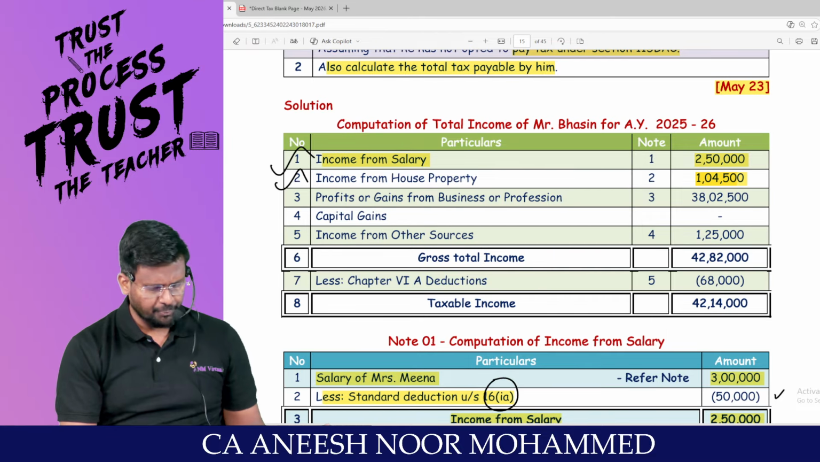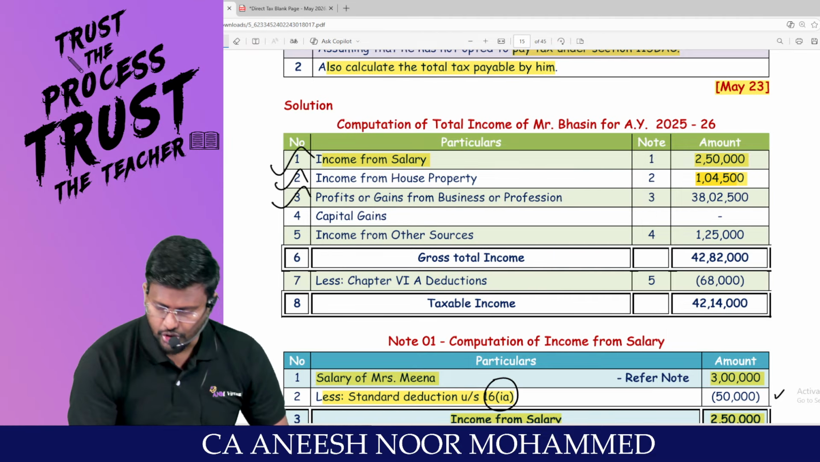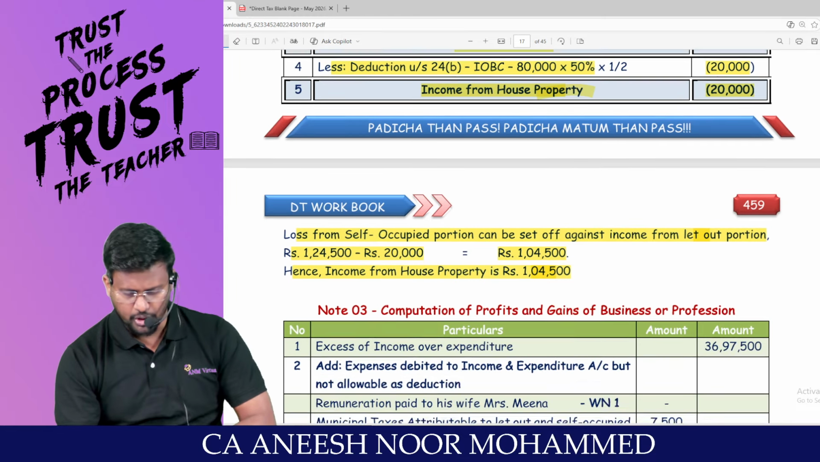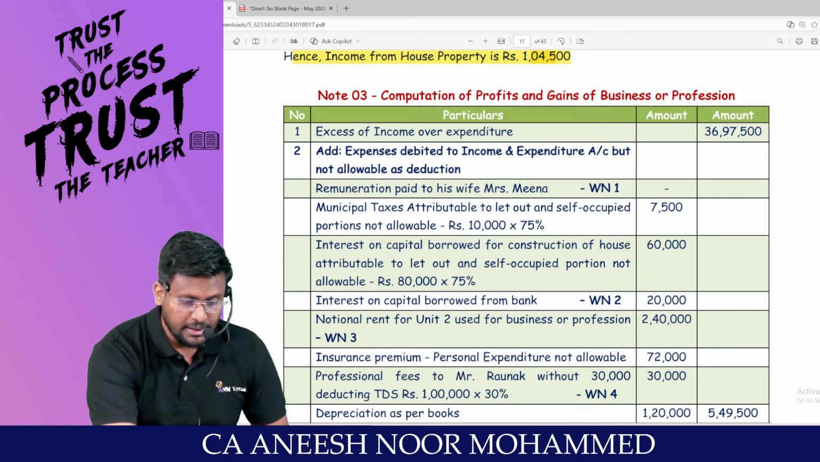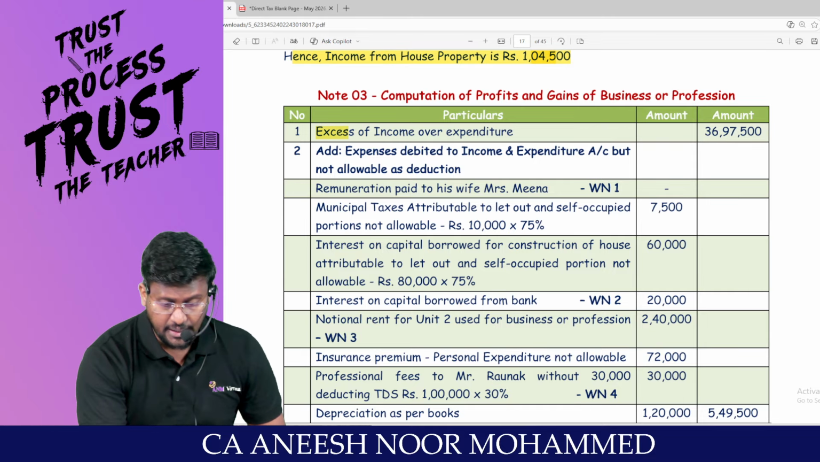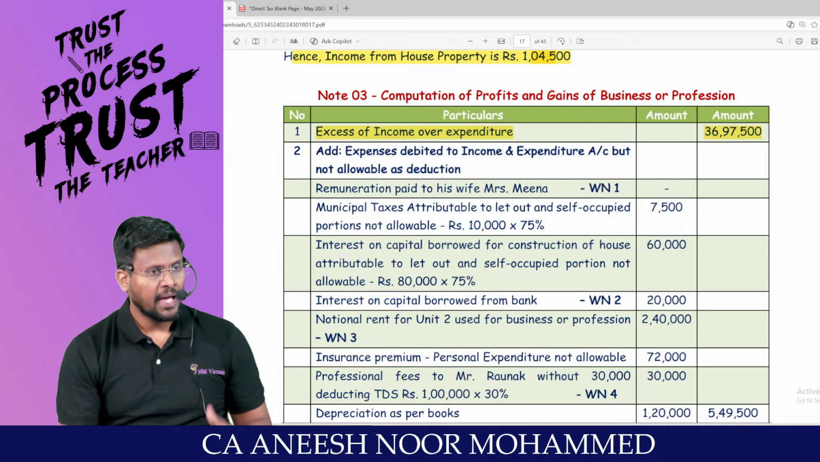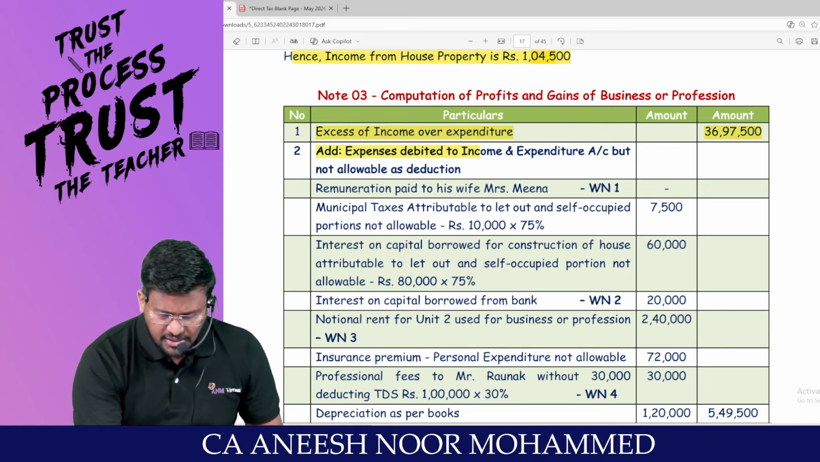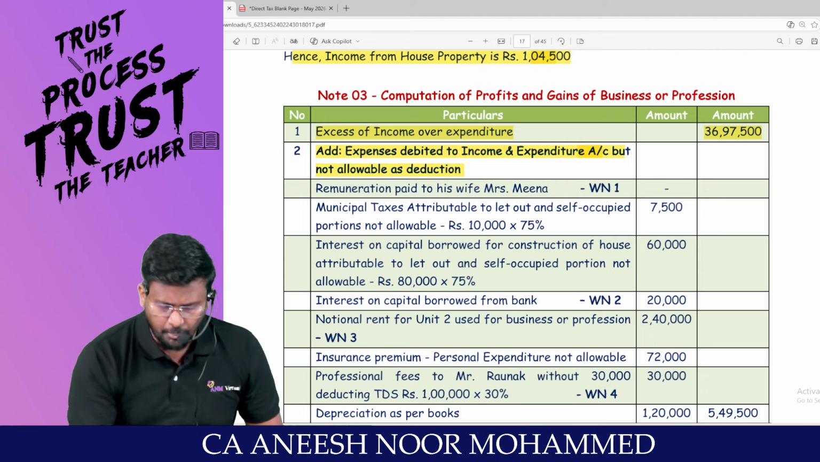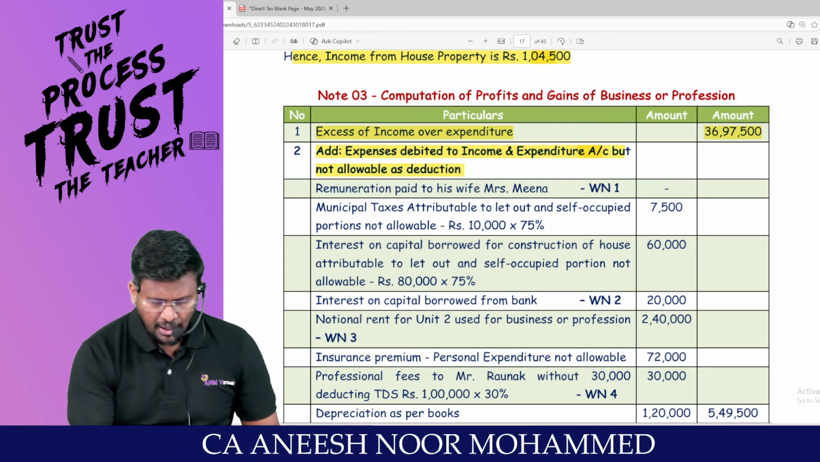Very comfortable. Coming to the third head, PGBP, a normal PGBP computation only, nothing big to break your heart. Instead of starting with net profit, please start with excess of income over expenditure, 36,97,500. Add expenses debited to income and expenditure account, but not allowable as a deduction.